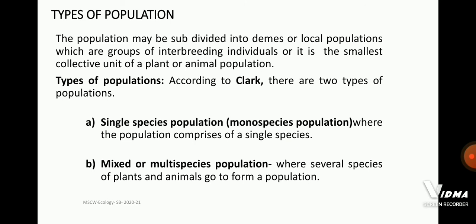There are two types of populations according to Clark: single species or monospecies population, where the population comprises a single species, and the second one is the mixed or multi-species or polyspecies population, where several species of plants and animals go to form a population. The population may be subdivided into demes or local populations, which are groups of interbreeding individuals, or you can say it is the smallest collective unit of a plant or animal population.